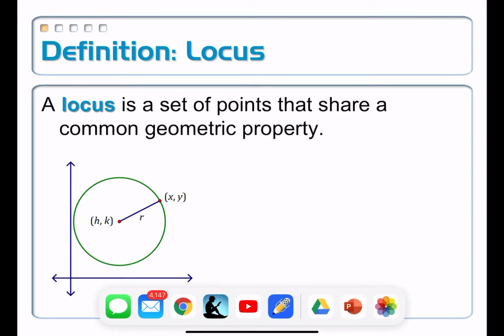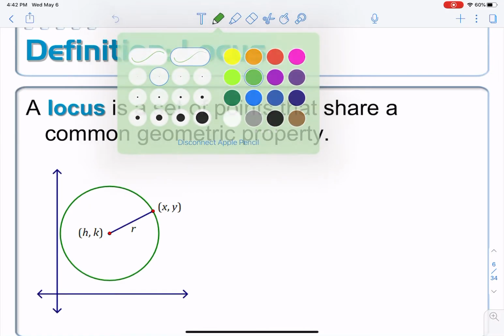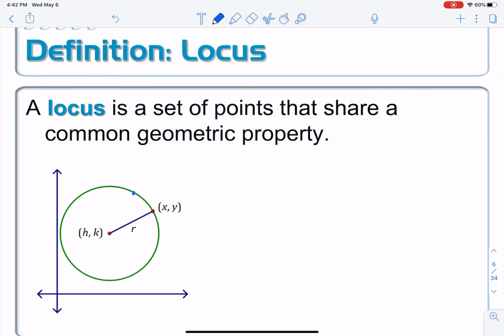So let's examine this circle and think about what all the points on the circle have in common. Let me pick a whole bunch of points here, like A, B, C, D, E, and F. All of these points are on the circle. What do all of those points have in common? They are all the same distance from this center point here. And that distance, of course, is called the radius.